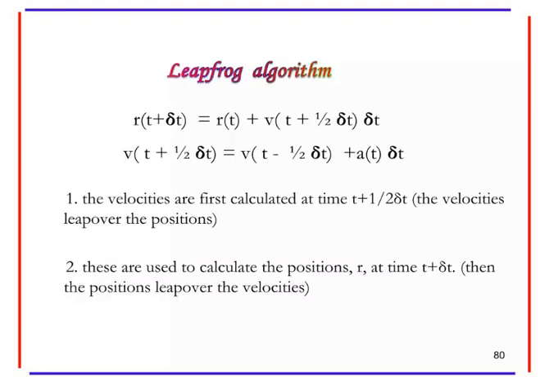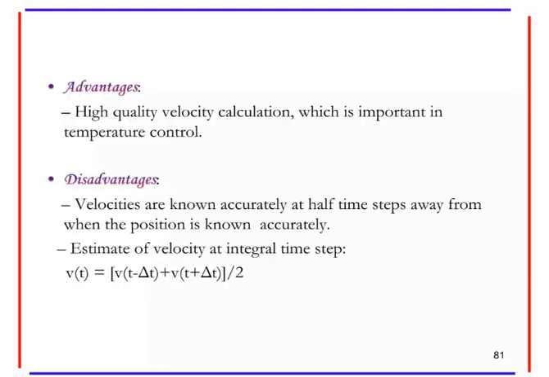Next, the leapfrog algorithm. The velocities are first calculated at time t plus half delta t. The velocity leaps over the position, and these are used to calculate the position r at time t plus delta t. Then the position leaps over the velocities. Advantage: high quality velocity calculation, which is important in temperature control. The velocities are known accurately at half time steps away from when the position is known accurately, giving an estimate of the velocity at integral time steps.